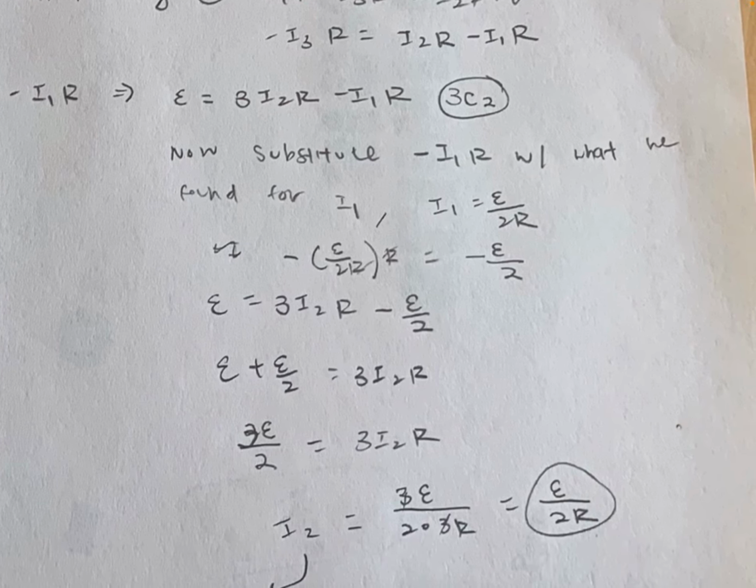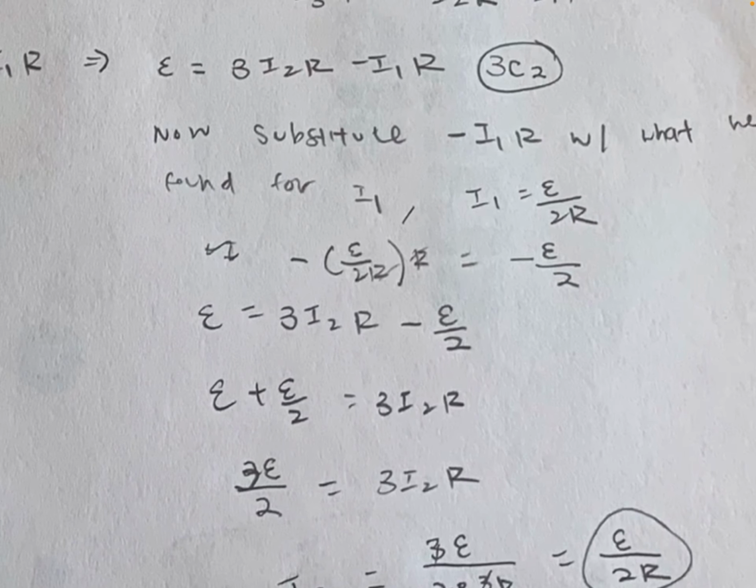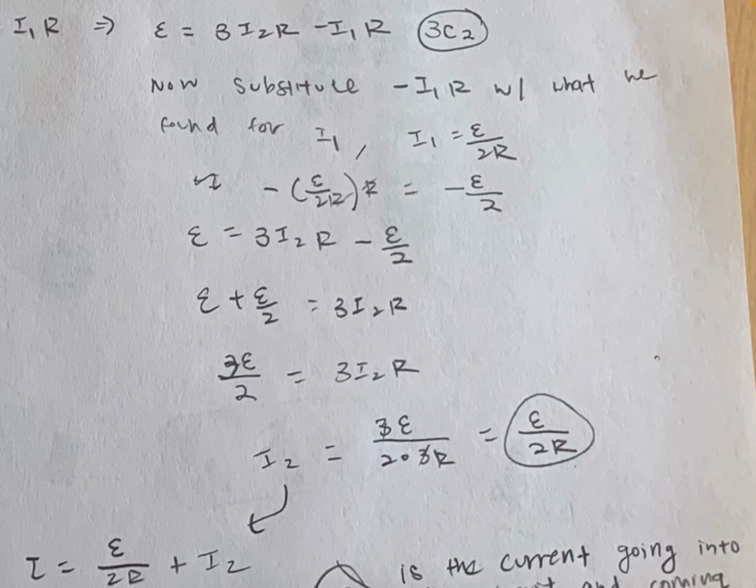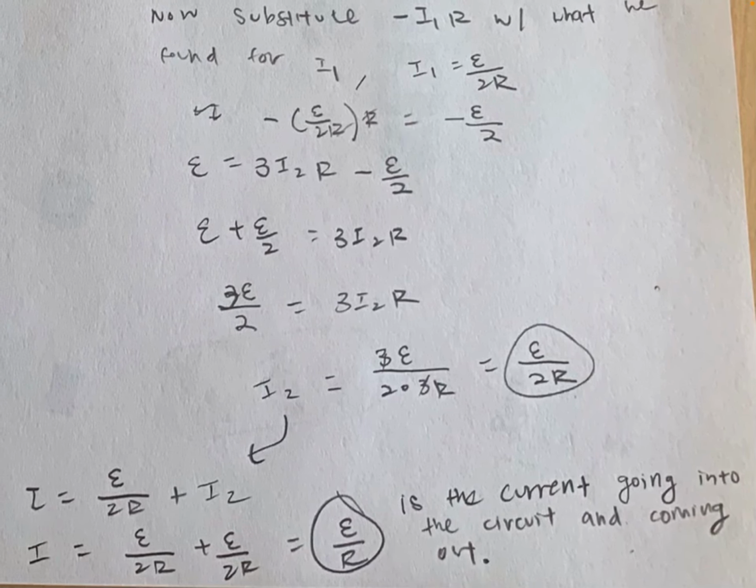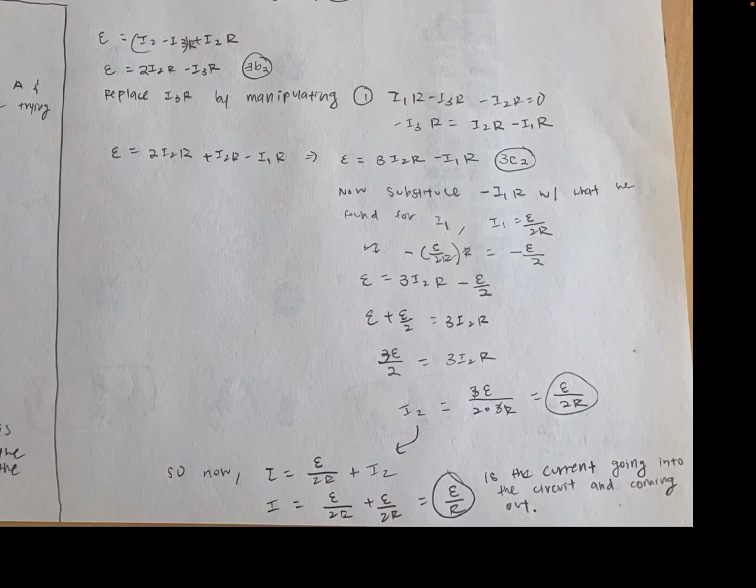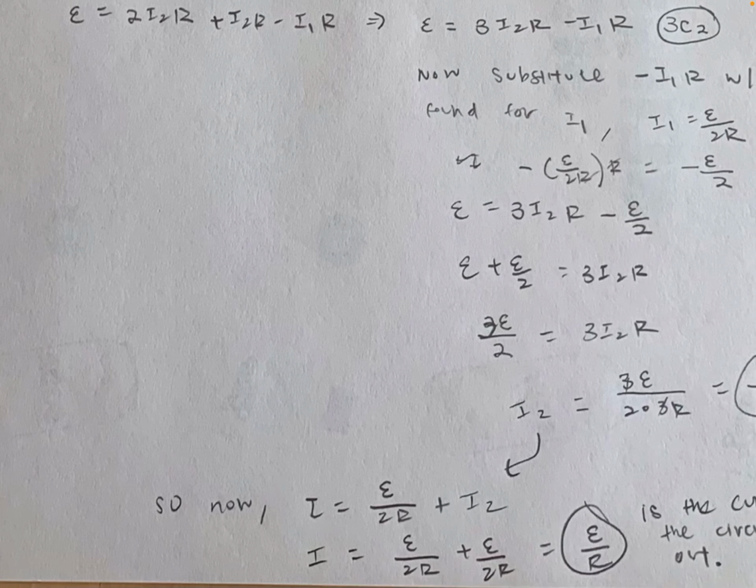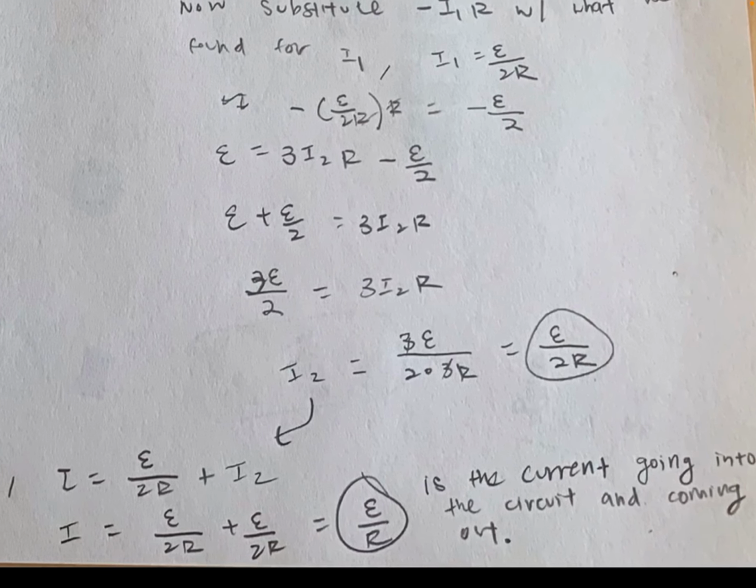And since we found I1, we could just substitute it with what we found. So I1 is equal to E over 2R. So we just do the math, and then we get negative I1R as negative E over 2. So we get E equals 3I2R minus E over 2. And then we just do some algebra, and finally we get I2 equals E over 2R. So now we can finally find what I equals. I equals I1 plus I2. We put in the values we found, and it equals E over R.